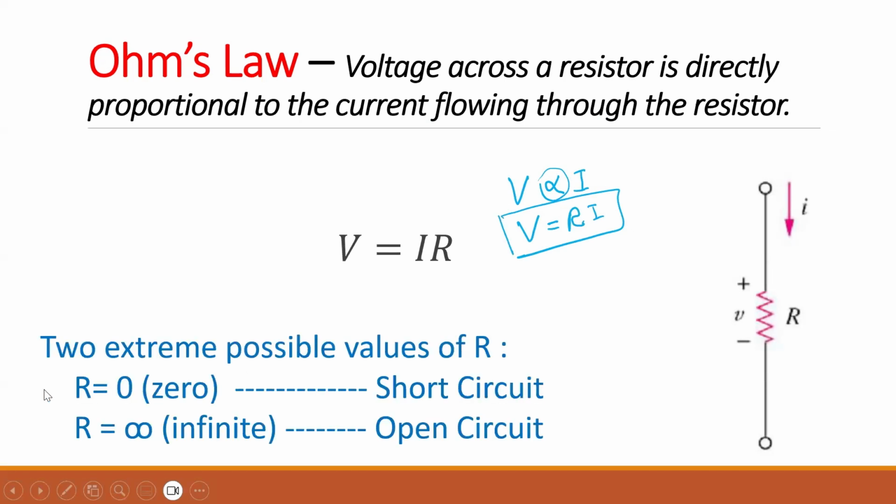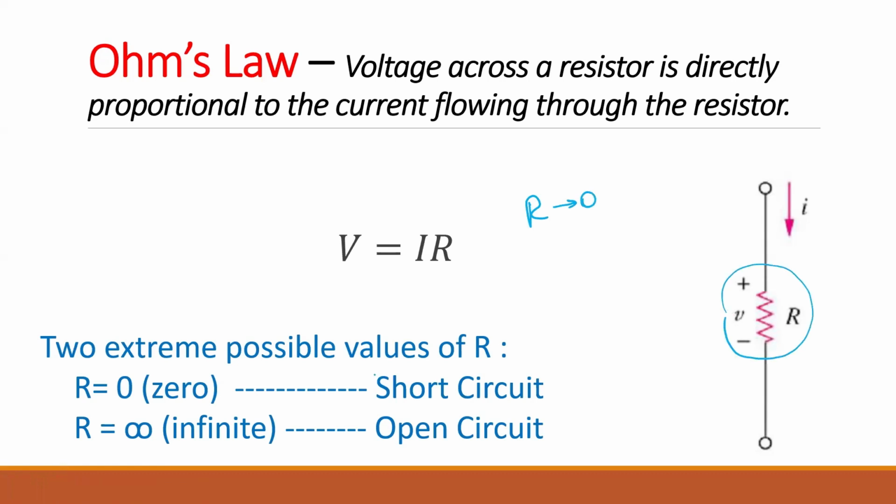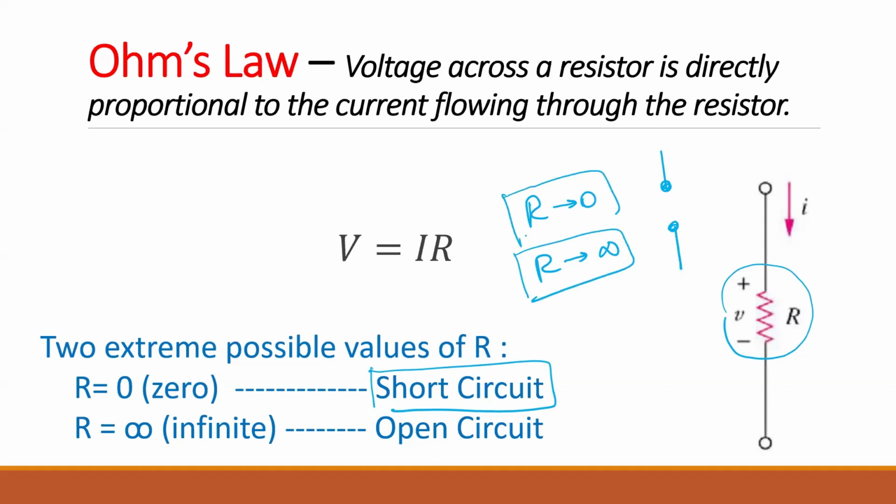And there are two extreme situations in a circuit. When the resistance is going to zero, that means there is no resistance. We call that a short-circuited part. And when the resistance is going to infinite, that means it is an open circuit. So that means the current can't flow through that point, through that branch. So these are the two extreme cases. Otherwise, resistance can be any number between 0 and infinite.